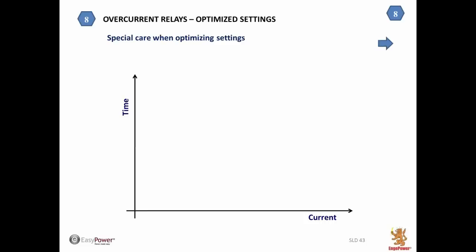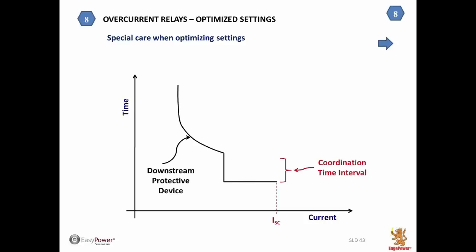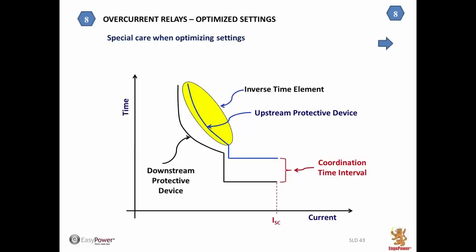Overcurrent relays, optimized settings. Here also there is a small problem. If you receive a TCC with these curves plotted, someone may think they are coordinated. If you look here, it seems to be coordinated, because here I have the coordination time interval. The only problem we have is that the first element of the upstream relay is an inverse time element, and the second element of the upstream relay is a definite time element.